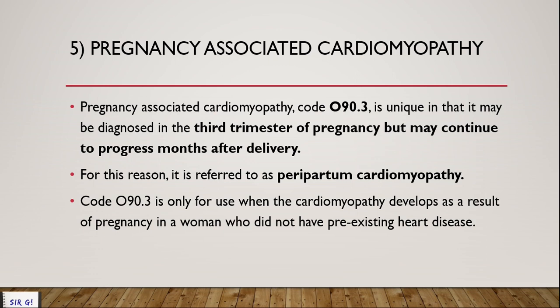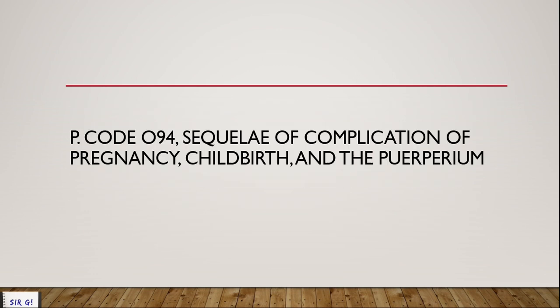Now, some mothers may suffer pregnancy-induced cardiomyopathy or pregnancy-associated cardiomyopathy, so O90.3. For this reason, it's referred to as peripartum cardiomyopathy. Code O90.3 is only used when the cardiomyopathy develops as a result of pregnancy in a woman who did not have any pre-existing heart disease.